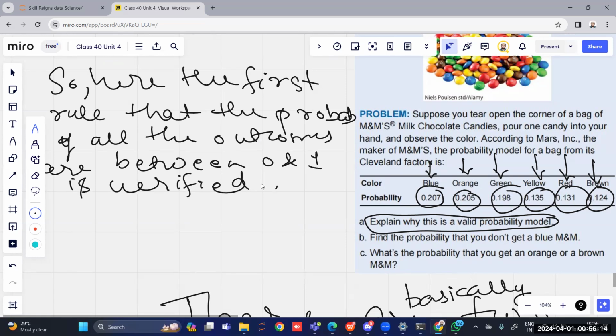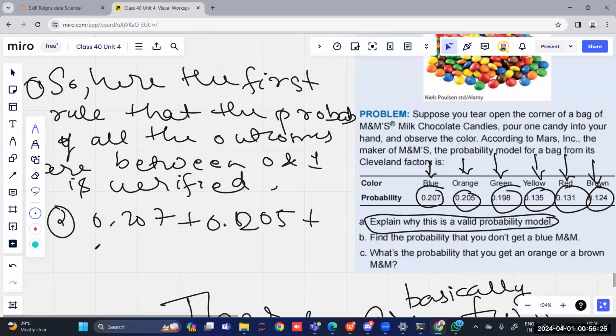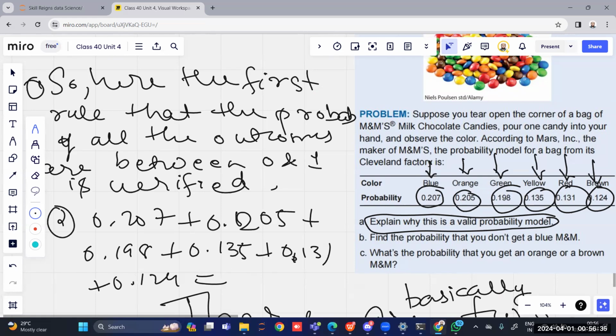Now we need to go on to the second rule. We need to add all the probabilities of the outcomes: 0.207 plus 0.205 plus 0.198 plus 0.135 plus 0.131 plus 0.124, and see, is it equal to 1 or not? So we'll add it.